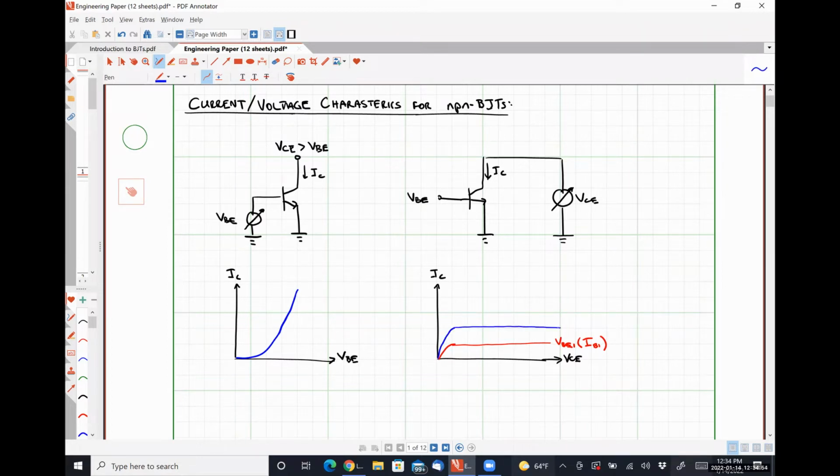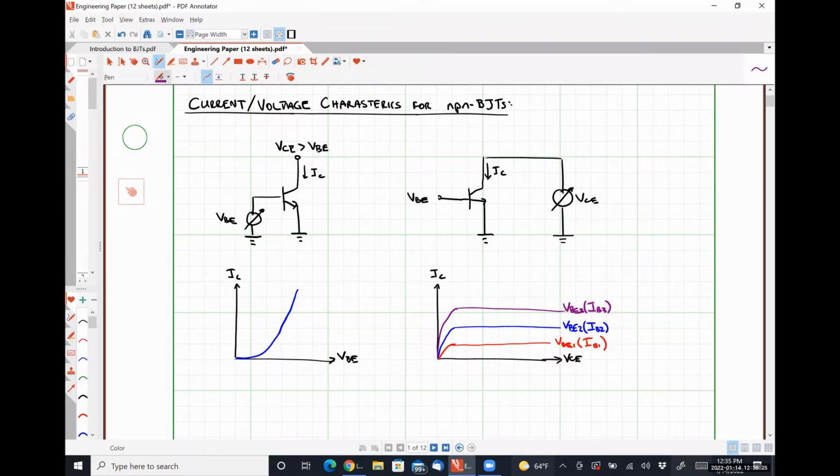It's going to look something like this, where this guy is for VBE2 or a base current IB2, and we might have a third guy that looks something like this, where this guy corresponds to a base emitter voltage VBE3 and a base current IB3. And in each case, the base emitter voltage is getting larger and larger.